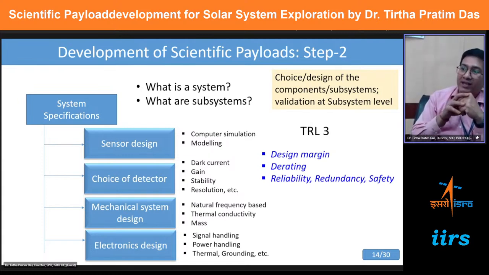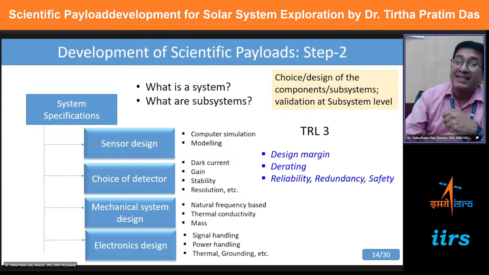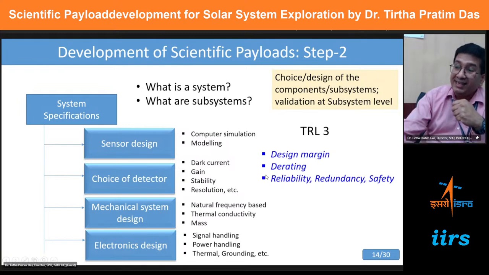Step two is choice or design of the components or the subsystems, and validation at the subsystem level. So what is your system? To us, the entire payload is the system, and the parts of the payload are your subsystems. The system specifications will tell you the designs of the subsystems, which are sensor, detector, mechanical design, electronics design. And here you have to consider different factors like design margin, derating, reliability, redundancy, and safety.